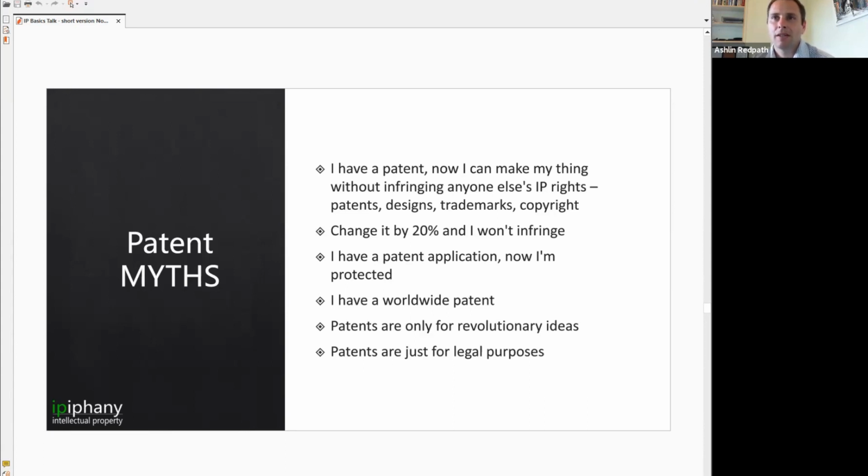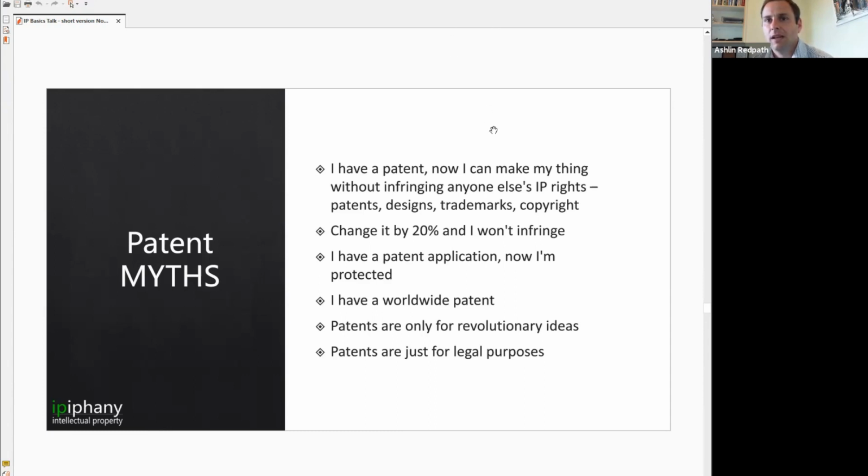Once you have a patent application, you still need to police it yourself. There's no government police that watches out for infringement. You need to be aware of what your competitor is doing and work out whether anyone else is infringing or not. There are no worldwide patents. Patents are territorial.